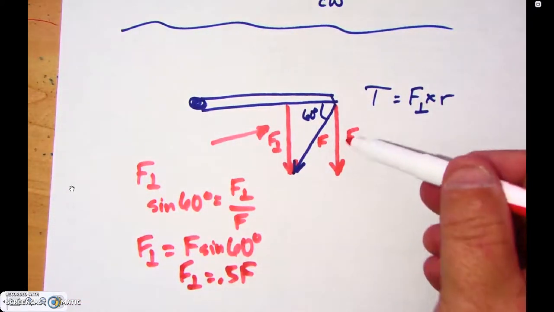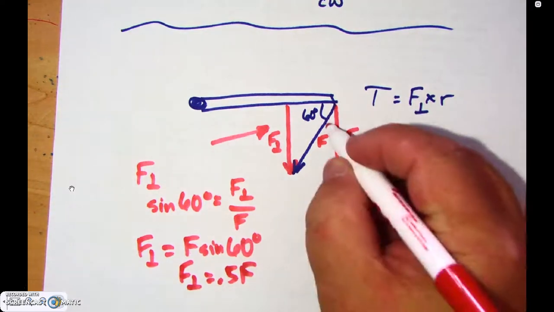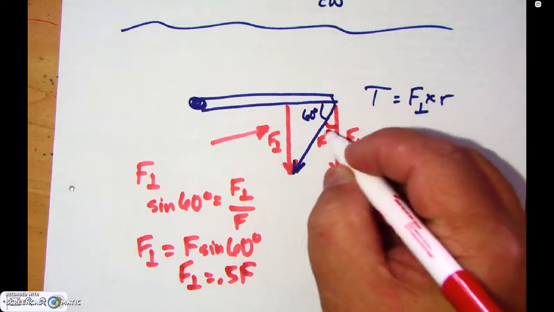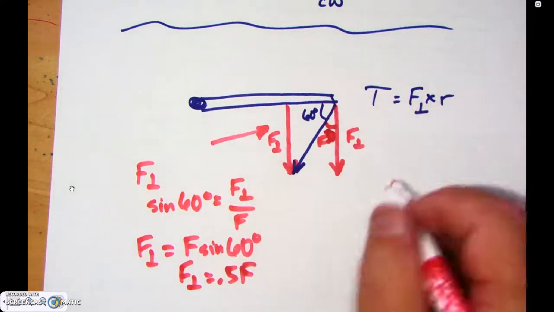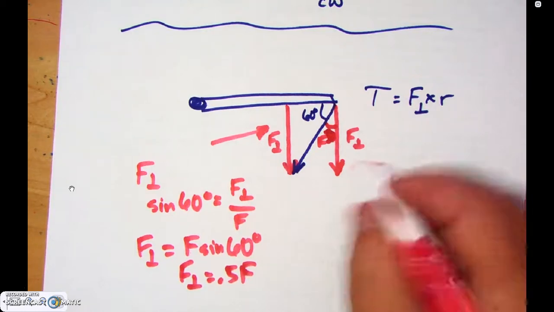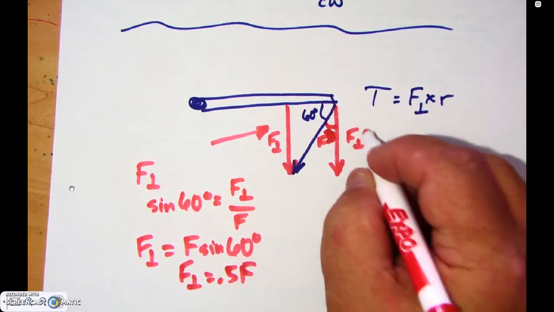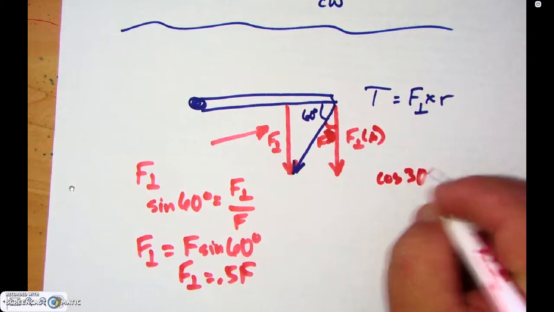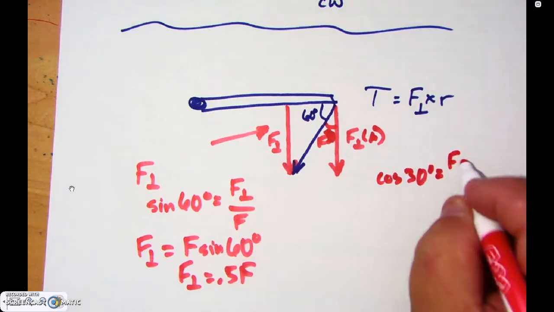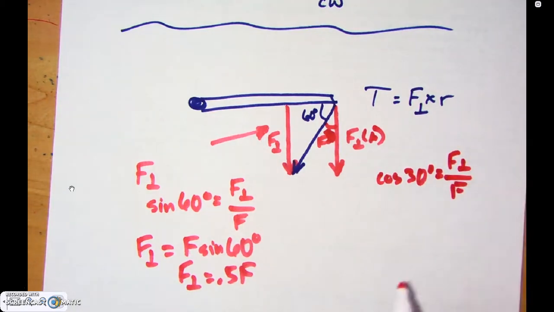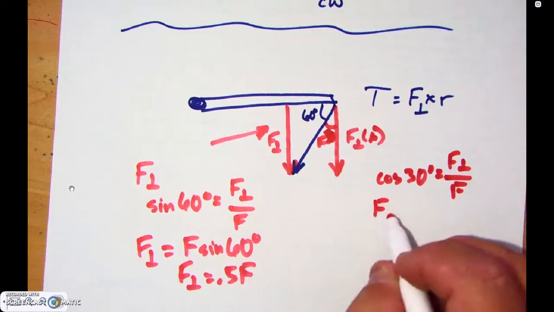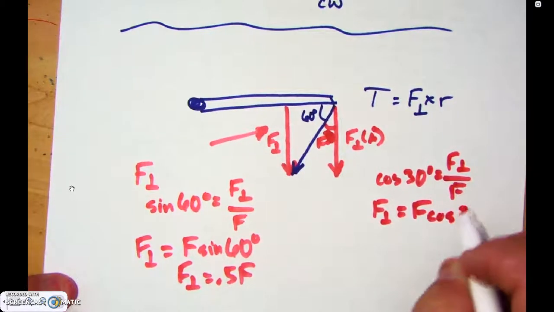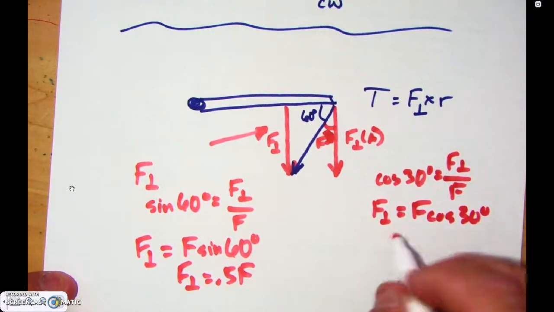Now you can also use this triangle out here if you want, but you have to realize that now this is equal to 30 degrees, because these two have to add up to 90. So now this is still my hypotenuse, but now this is the adjacent side, so I could do cosine. The cosine of 30 degrees is equal to F perpendicular divided by F, so therefore F perpendicular is equal to F cosine of 30 degrees. And of course that's also 0.5.